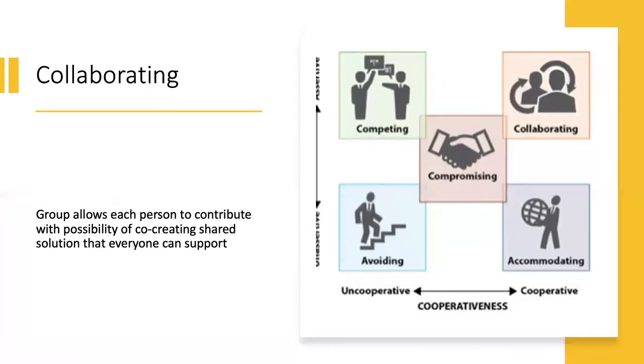The 4th conflict resolution strategy we have is collaborating, which is high on cooperativeness and high on assertiveness. This is when the group allows each person to contribute with the possibility of co-creating shared solutions that everyone can support. And some would say this is the ideal strategy to use.